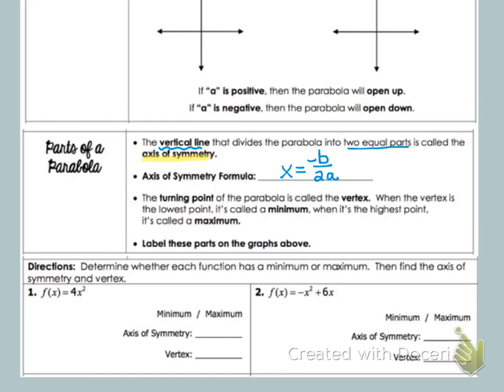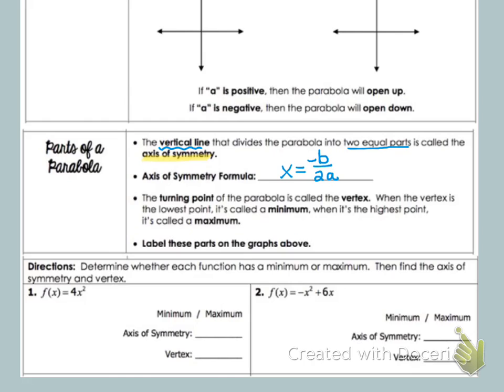So if we can identify the a and the b of the standard form, we can use that to calculate the line of symmetry, which would then also tell us the x-coordinate of the vertex, because remember that axis of symmetry runs right through the vertex. And so the vertex is going to have the x-coordinate the same as the equation for that vertical line.